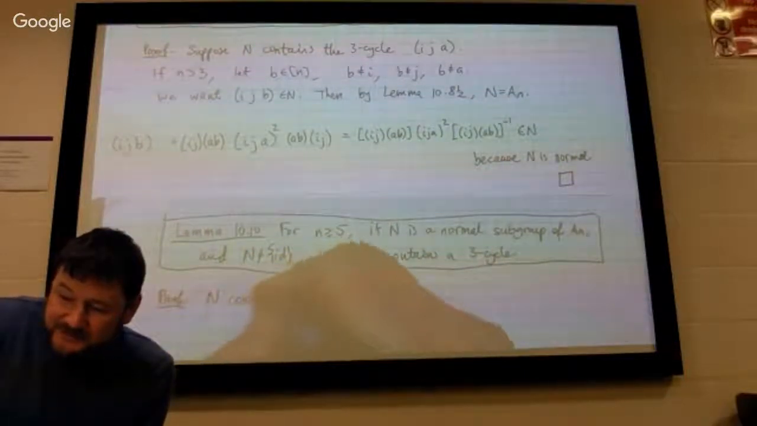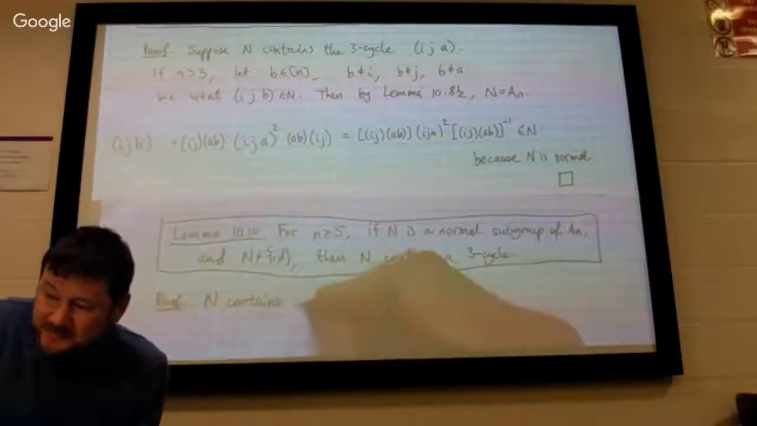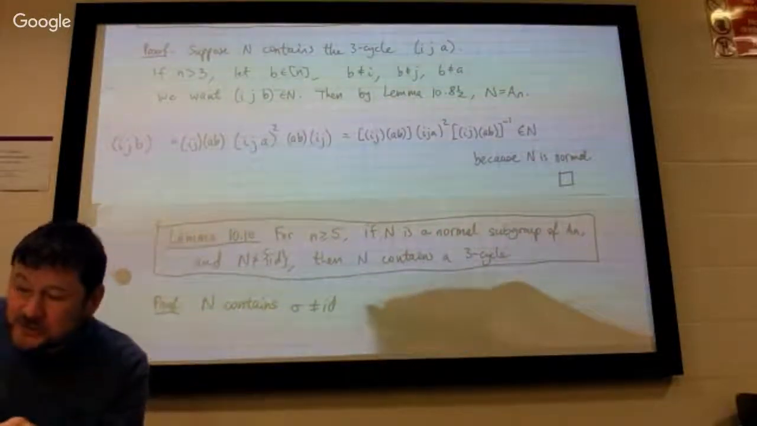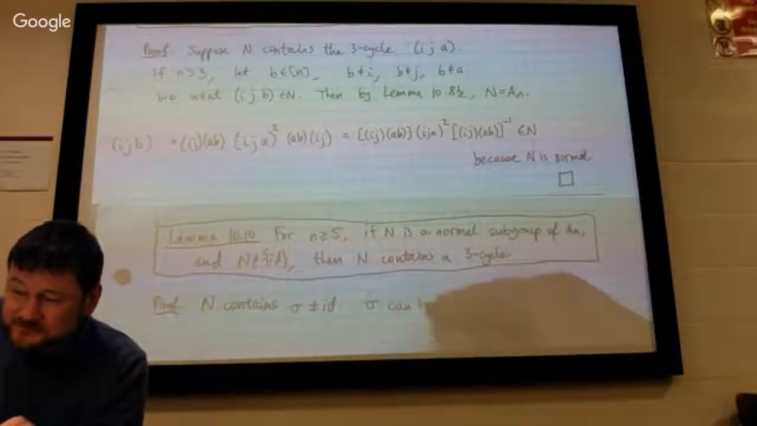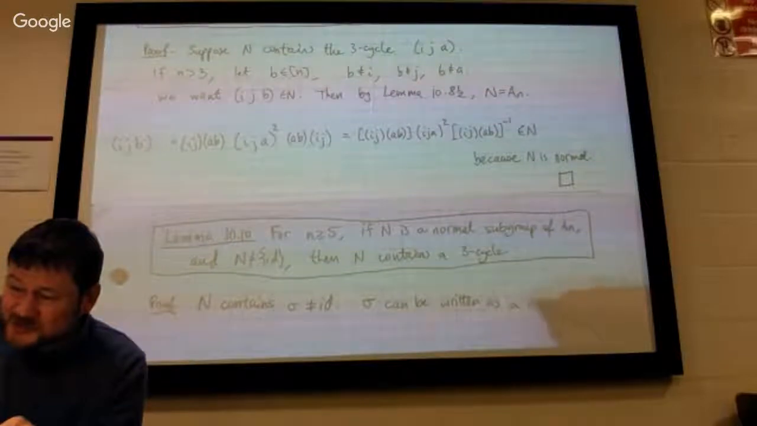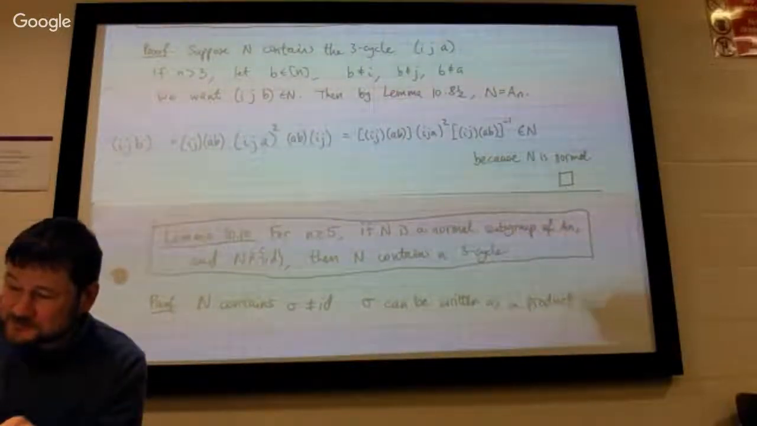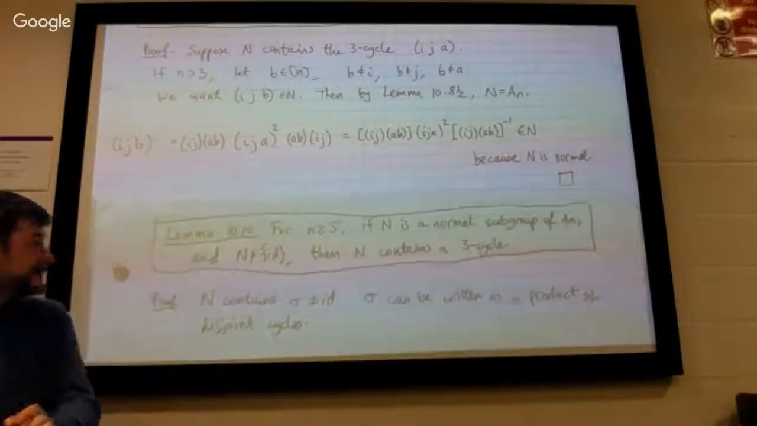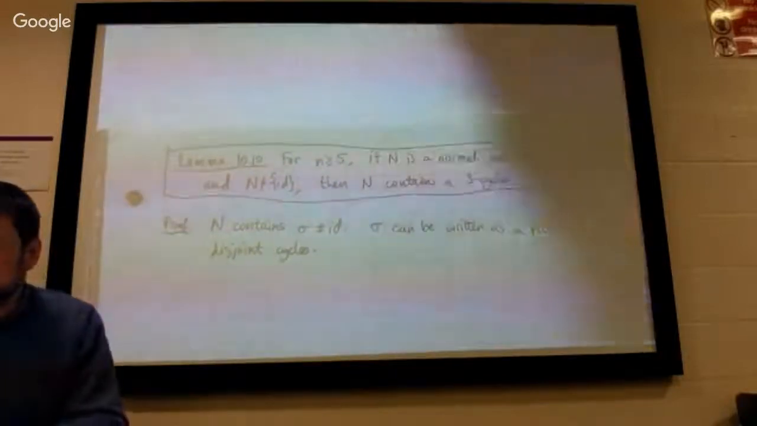N contains sigma, which is not the identity. Then it can be written as a product of disjoint cycles. We know that from the chapter about permutations.